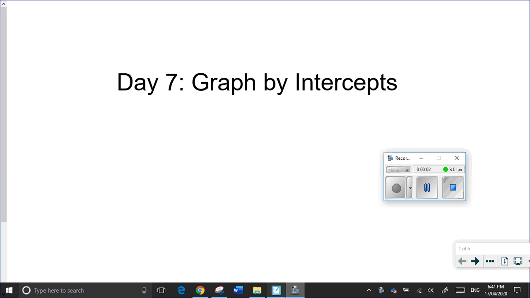Hi everyone. Today we're going to look at a third way to graph a linear equation. We've already looked at the tried, true, and blue method: making a table of values, plotting the points, and then playing connect the dots. We have recently learned how to graph using the y-intercept, and then using the rise and the run in order to find the next point. Today, we're going to look at how to graph by intercepts.